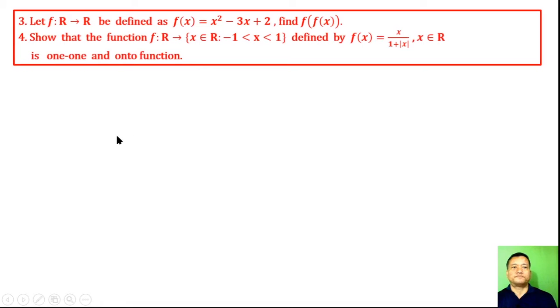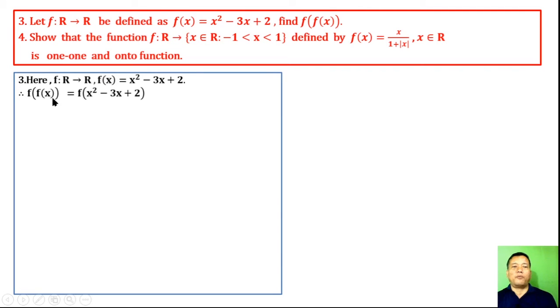Question number 3. Let f be a function from R to R defined as f of x equal to x square minus thrice x plus 2. Find f of x. Let's see, f of x is x square minus thrice x plus 2.